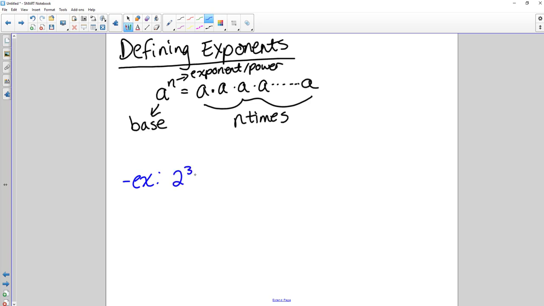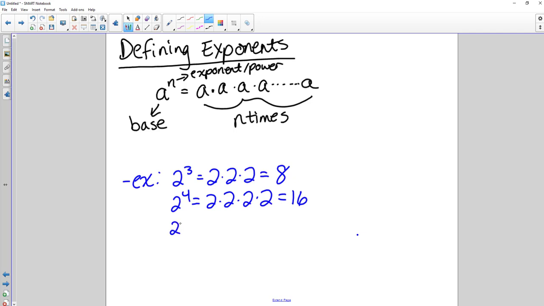So let's say I have 2 to the third power. This means 2 times 2 times 2. So that's where we sometimes call it the power. 2 is the base, 3 is the exponent or the power. A lot of times we say 2 to the third power. 2 times 2 is 4, times 2 is 8. Or 2 to the fourth power: 2 times 2 times 2 times 2. Going off what we just did, 8 times another 2 would be 16.